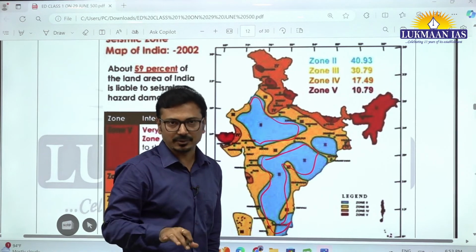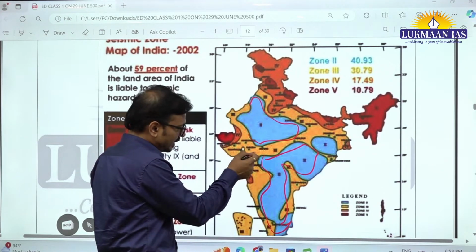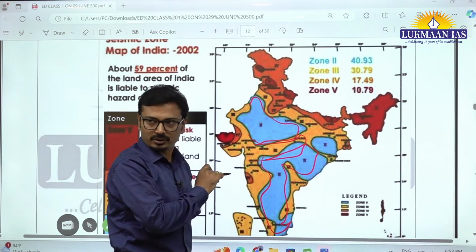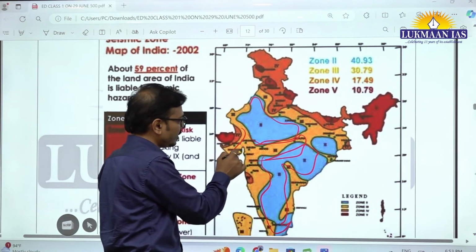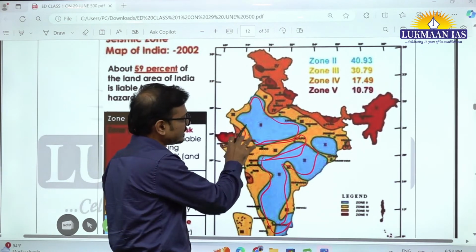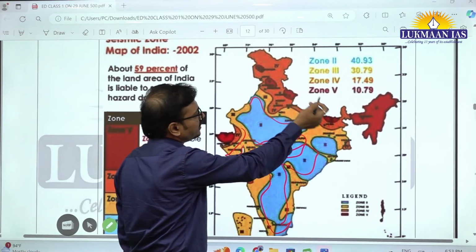The peninsular block is the stable one. Then its surroundings, largely coastal areas, and this fault, the Vindhyan fault, and this Kutch area, Kathiawad Peninsula region. Okay, so this is largely coming in zone 3.